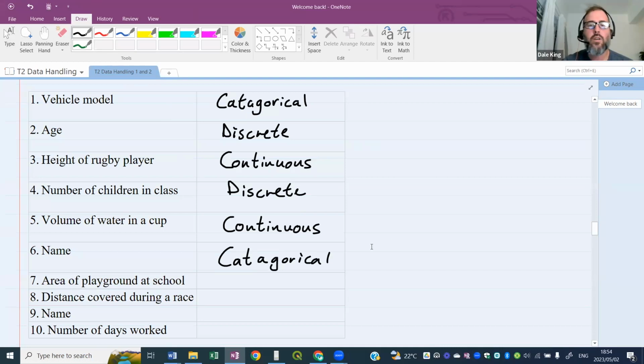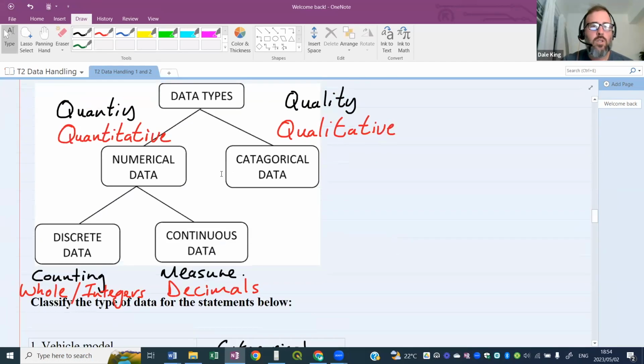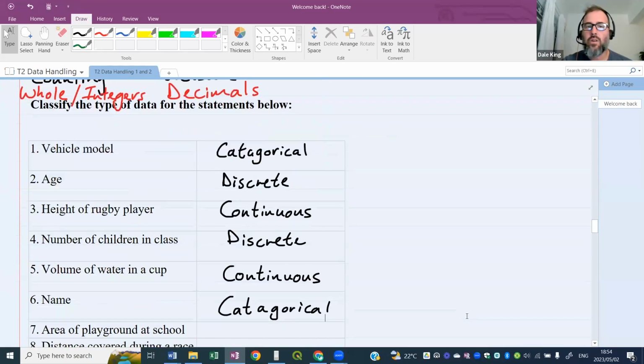I'll go back up to the diagram. So at the beginning, we split up into numbers and words, and then numbers goes further into discrete and continuous. So the first question you have to ask is, is it a number or a word? If it's a word, it's definitely categorical.